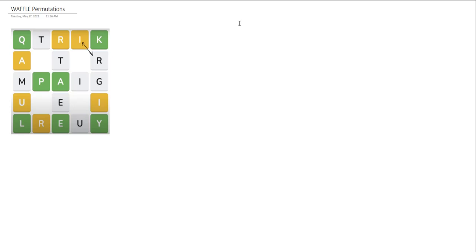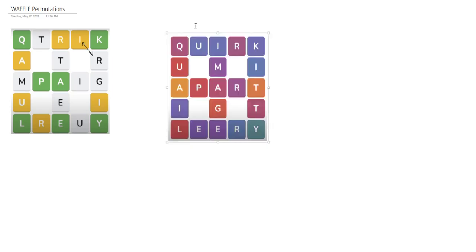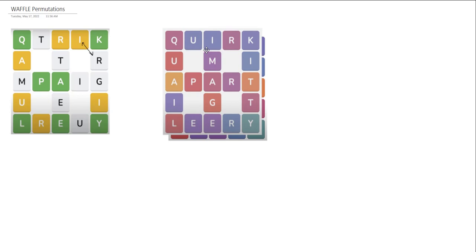Okay, so at the end of the day, you're going to end up with something like this. Here you can see we have quirk and apart and leery, quail, image, and kitty. All right, so this is a word game. What does this have to do with math? Well, the math part of this has to do with these transpositions.